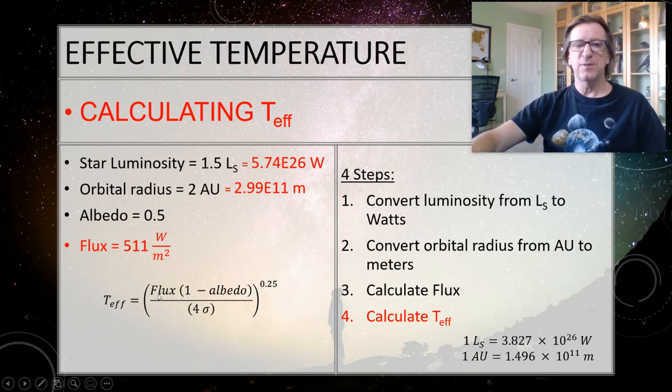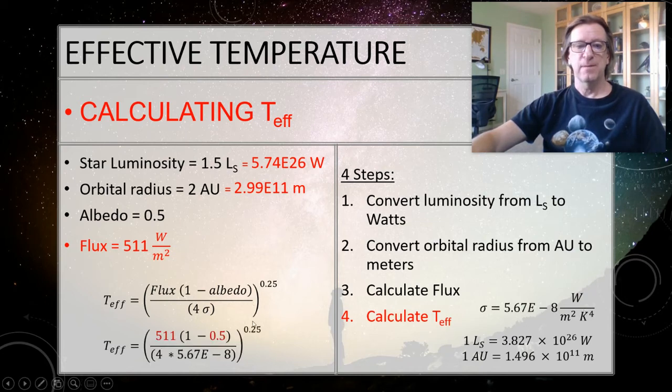All right, so we're going to take our flux, we're going to put it here, we're going to take our albedo, we're going to put it here, we're going to change this to 5.67 E negative 8, which is this value right here. And then all you got to do is plug it in. Now, what I like to do is I'll do this part with the parenthesis, I'll hit equals. I'll divide by this with the parenthesis, and then I'll hit equals. And then I'll raise the entire thing to the 0.25.